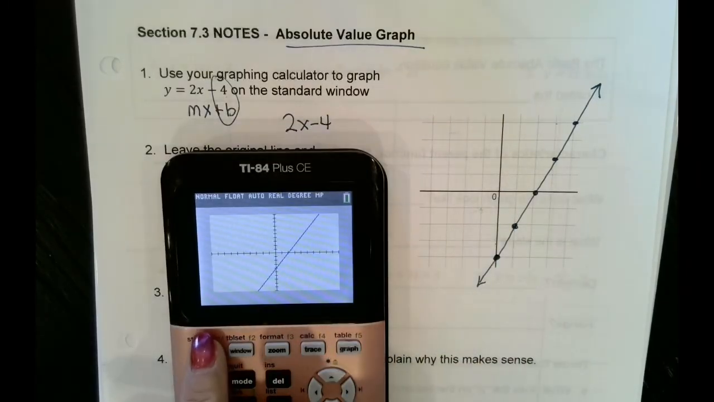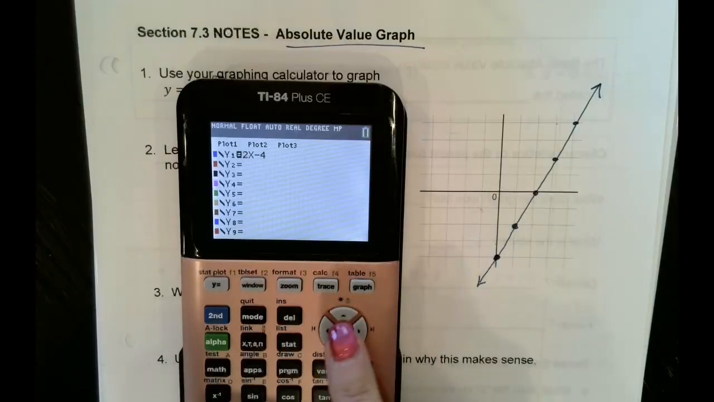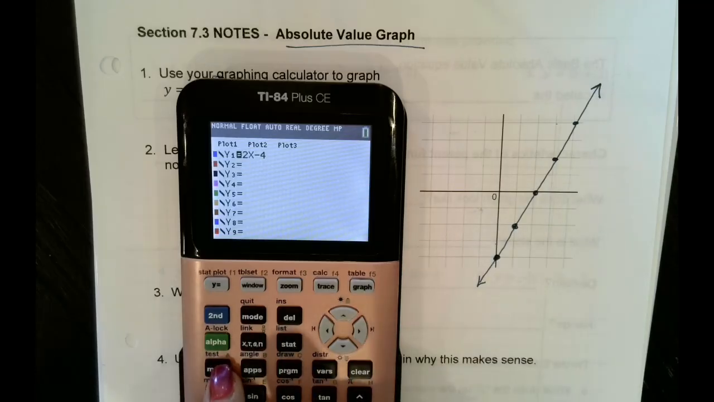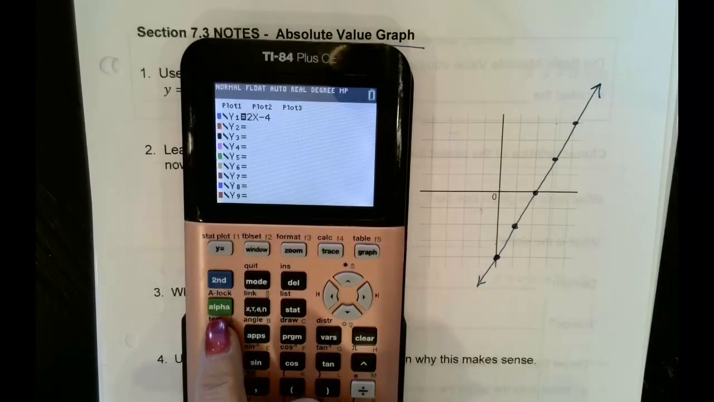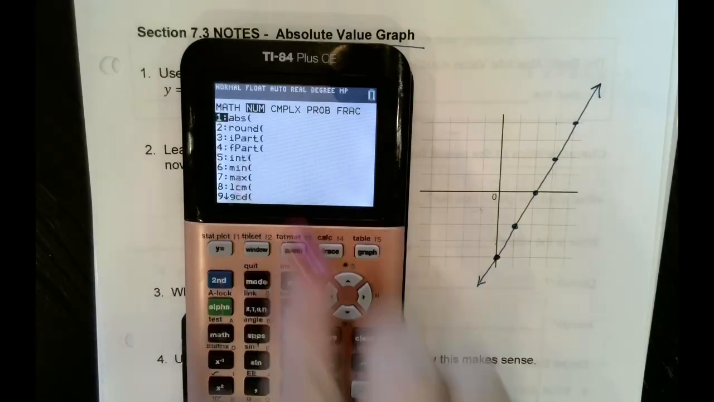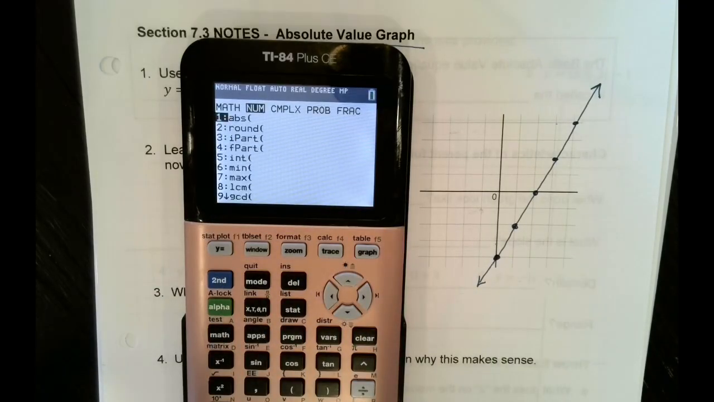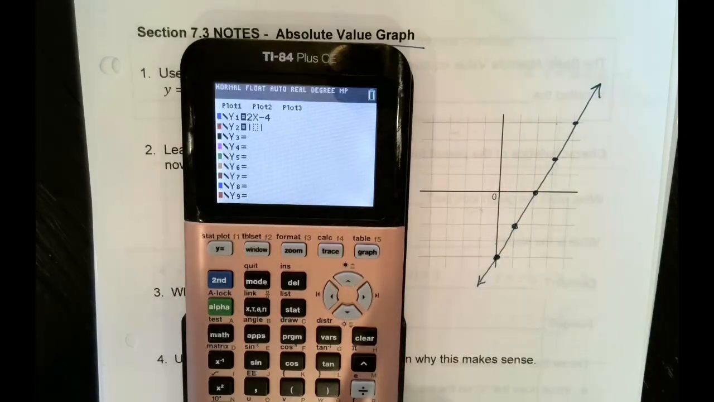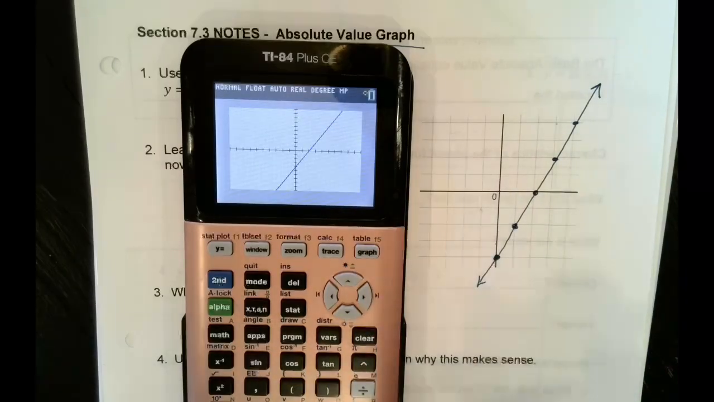So go back to y equals, and go down to y2. This is our second line. Now, to get those absolute value bars, you're going to hit math. This is the math button underneath the alpha. And then you're going to go over to num. And the very first thing you see is abs with a parenthesis. So we're going to hit abs. And now we have the absolute value bars. And so inside of this, we're going to put 2x minus 4. So the same function on the inside. Okay? And now we're going to hit graph again.